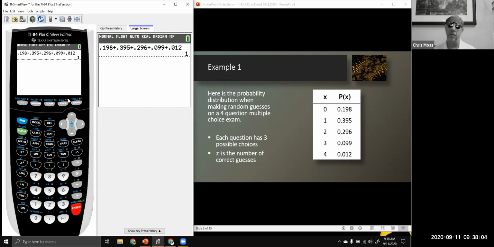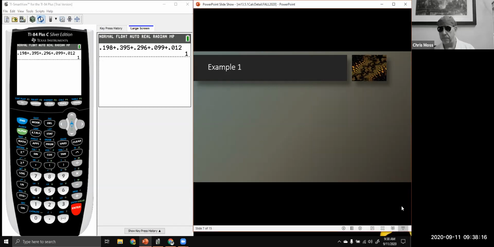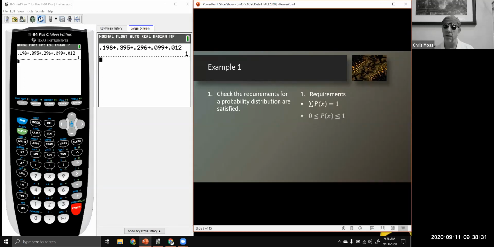I also note something about those numbers, the probabilities themselves. They are all at least 0 or larger, at least 1 or smaller. The first thing I always like to do is to check the requirements for a probability distribution to make sure they're satisfied. That's what we just did. So we saw that the sum of those probabilities was equal to 1, and we also observed that all those probabilities fell within the appropriate range.